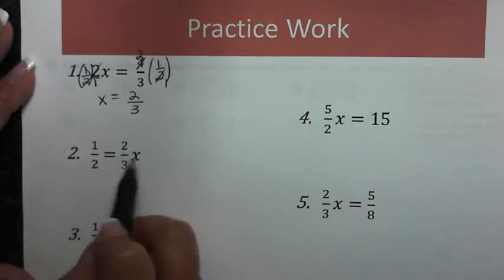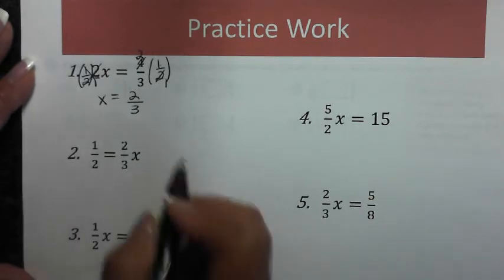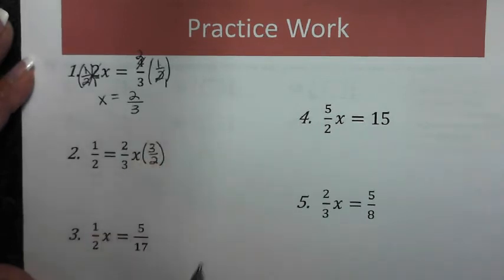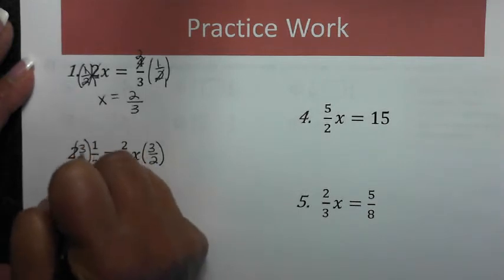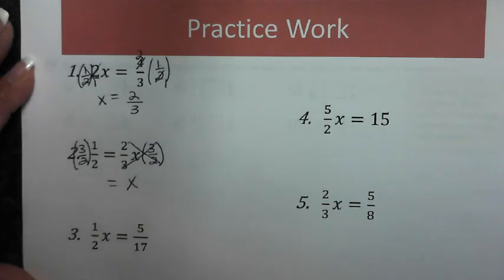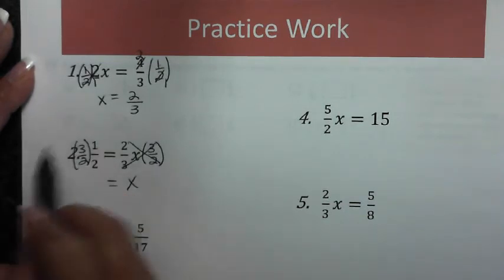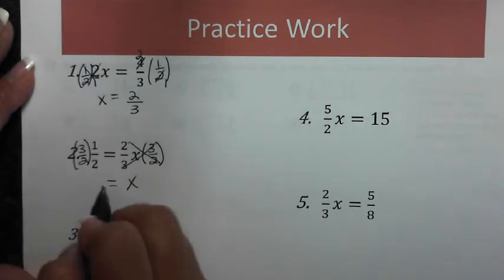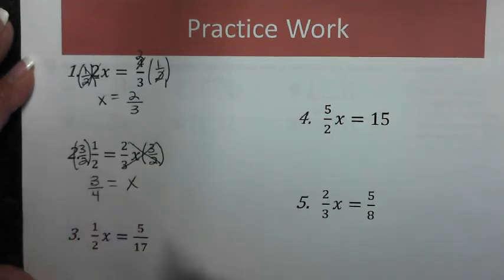Okay, here it's on the opposite side. So I want to multiply this side by 3/2, and I'm going to multiply this side by 3/2. These cancel out. I am left with x. What do I have here? Can anything be cross-reduced? No, so we multiply straight across. You should have 3/4.